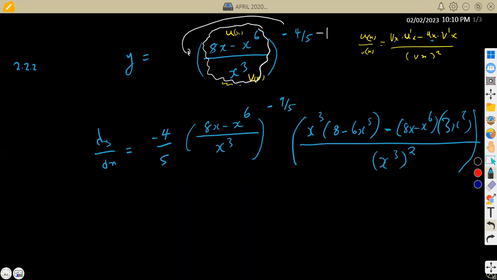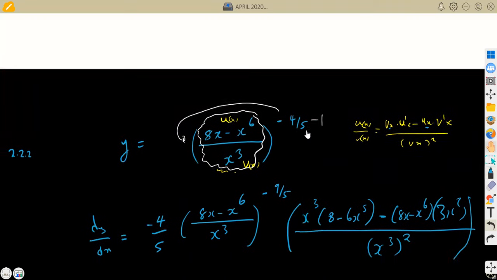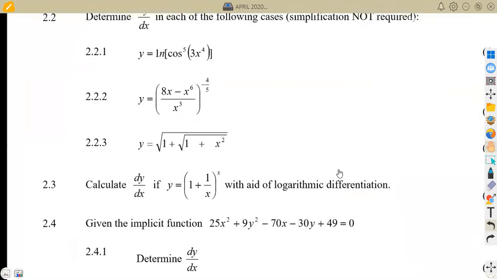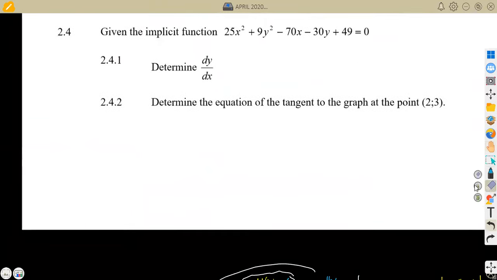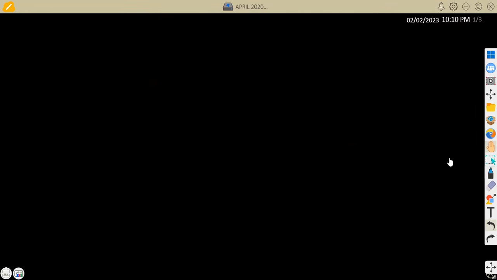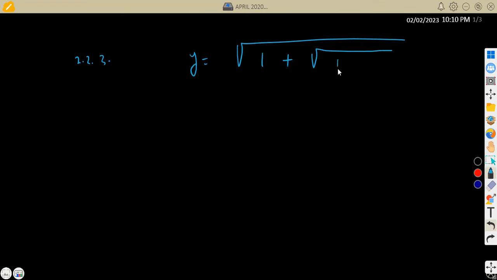So that was question 2.22. We're going to check another question, which is 2.23. Again, simplification is not required. These typical questions are just by sight. By just looking at the question, you must know the stages to take. We are now given that y is equivalent to the square root of 1 plus the square root of 1 plus x squared, like this. So that is what you're going to have in this case.